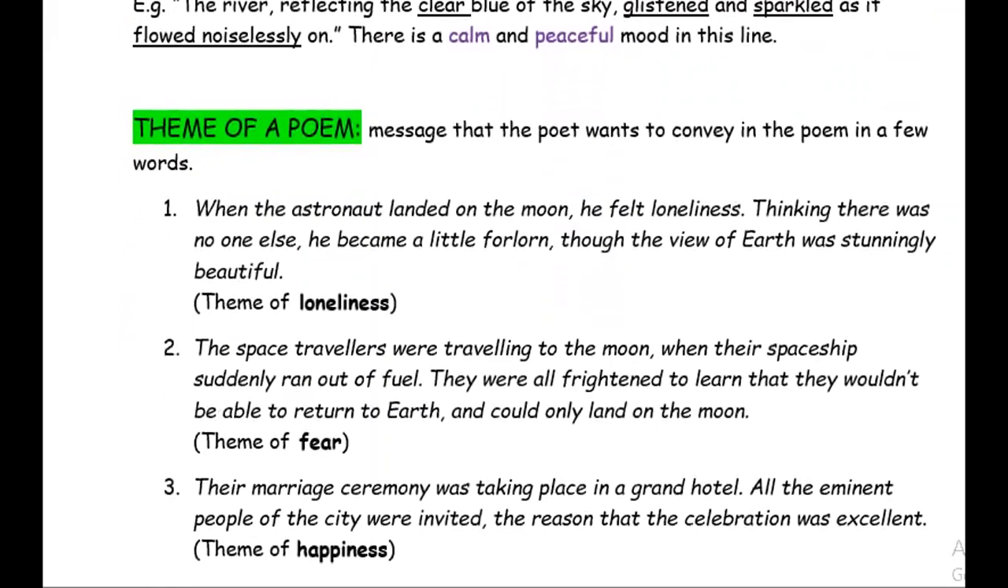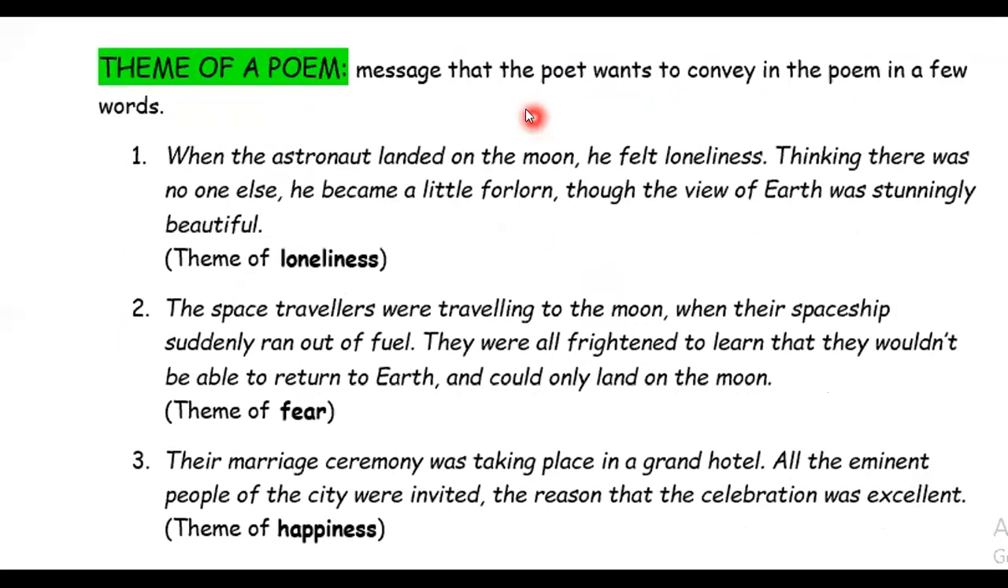The next very important feature of a poem is the theme of a poem. So guys, whenever a poet wants to convey a message in a few words or one word, he or she will use theme. Let's look at a few examples. Number one, when the astronaut landed on the moon, he felt loneliness. Thinking there was no one else, he became a little forlorn, though the view of Earth was stunningly beautiful. So, when the astronaut was alone on the moon, he felt lonely, and the theme of the sentence is loneliness.